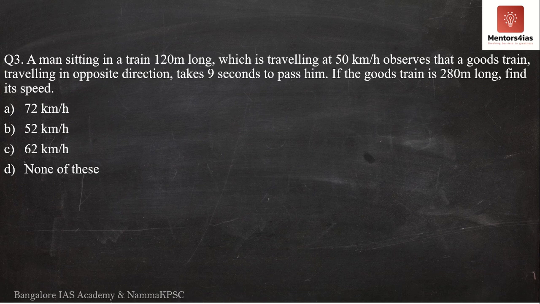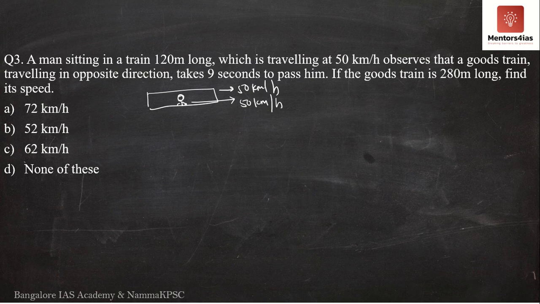It's saying a man is sitting in a train which is 180 meters long. So there's a train over here and a man is sitting inside the train, which is traveling at 50 kilometers per hour. Now, if the train is traveling at 50 kilometers per hour, what does this mean? The person sitting inside the train is also traveling at 50 kilometers per hour.